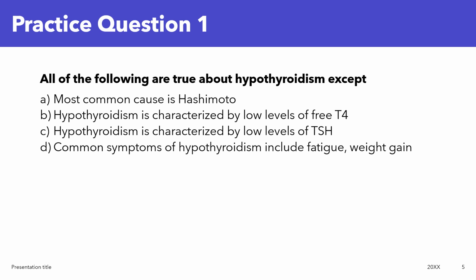Okay, so let's look through it together. So A is true. Hashimoto is the most common cause. B is also true. Hypothyroidism is characterized by low levels of free T4. C is false. With hypothyroidism, you have high levels of TSH, not low levels. D is true. Some common symptoms are fatigue, weight gain. So the correct answer is C.